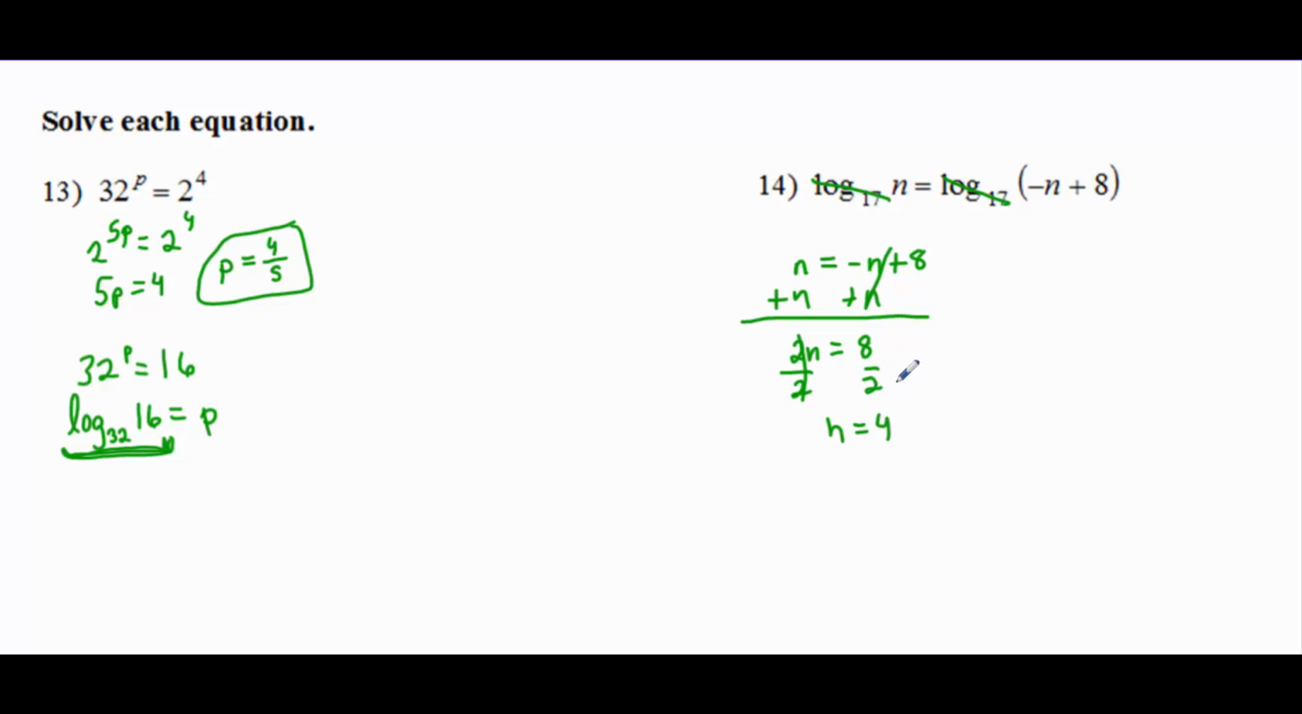Now, the thing that's tricky about logarithmic equations is that we need to plug it back in and make sure that we don't get negatives inside of our logarithms. Negatives and zeros are both bad. And so that means, like, if I put 4 here, is that a positive number? If it is, I'm okay. If I put 4 over here, does that give me a positive number? It does. So 4 really is an answer.